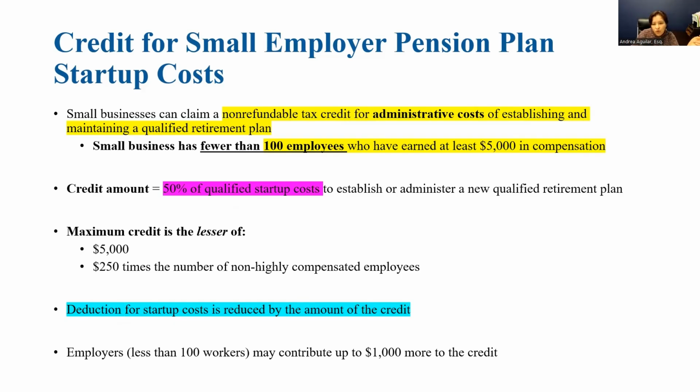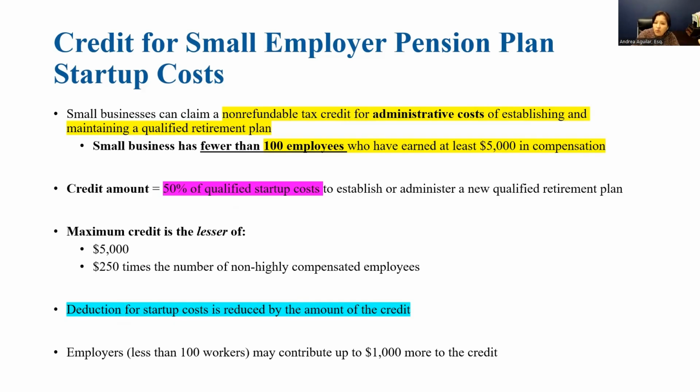Next, the credit for small employer pension plans startup costs. Small businesses can claim a non-refundable tax credit for the cost of setting up these plans. And what is a small business? It's a business with less than 100 employees who have earned at least $5,000 in compensation. The credit amount will be 50% of the cost of setting up these plans. And also, the maximum amount of the credit is the lesser of either $5,000 or $250 times the number of non-highly compensated employees.